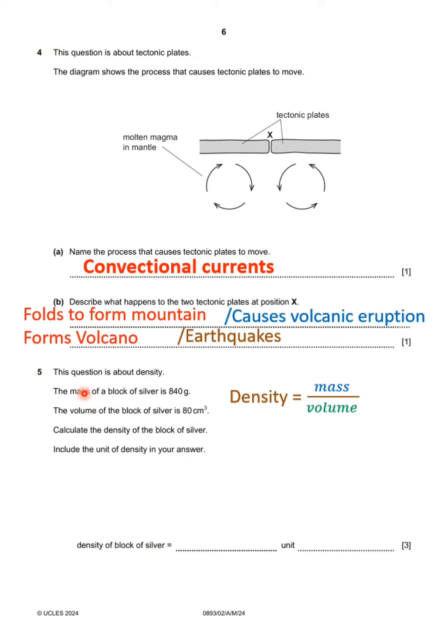Question 5. This is about density. The mass of the block is 840 grams. The volume of the block is 80 cm cube. Calculate the density of the block.